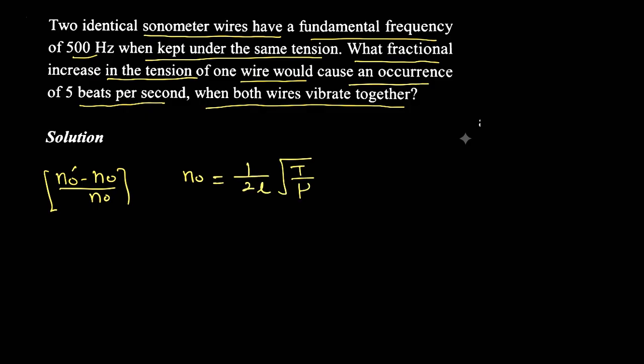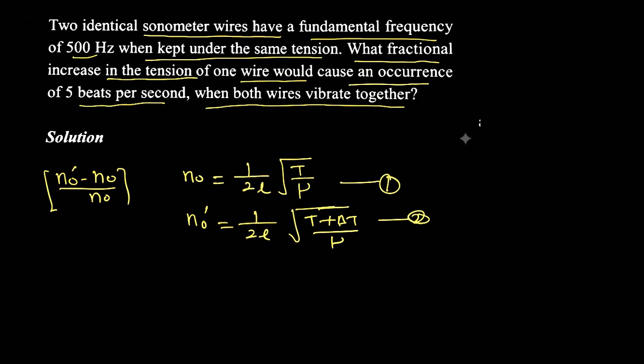This is the frequency formula. After increasing tension, n naught dash should be equal to 1 upon 2L under root (T plus delta T) divided by mu. Delta T is the increase in the tension. So if I solve this whole thing, I will get n dash is equal to n naught under root 1 plus delta T by T.